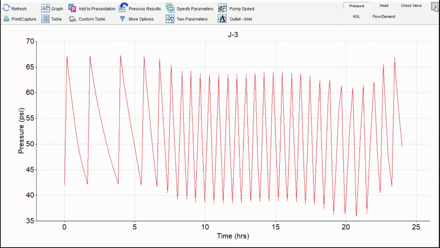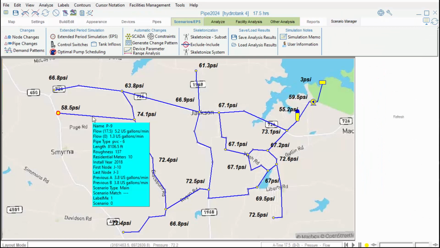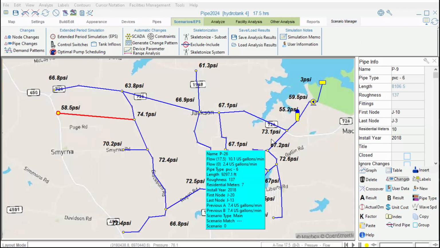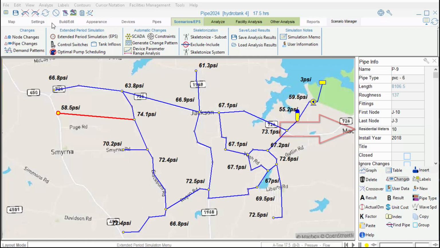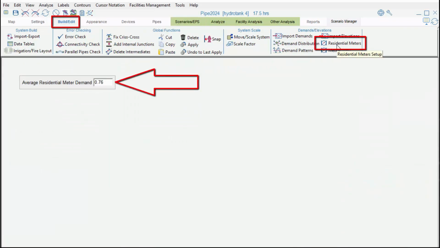But what would happen if we added more residential meters throughout the system? Residential meters can be seen in the pipe info window. And here is the demand for each residential meter in gallons per minute.